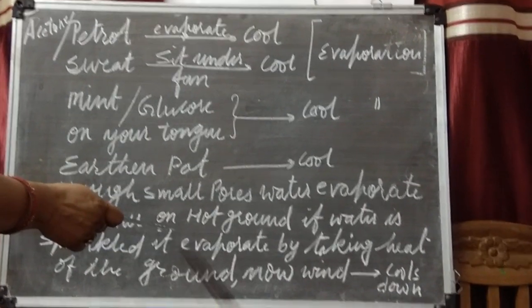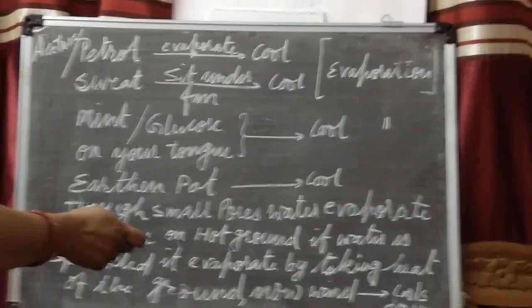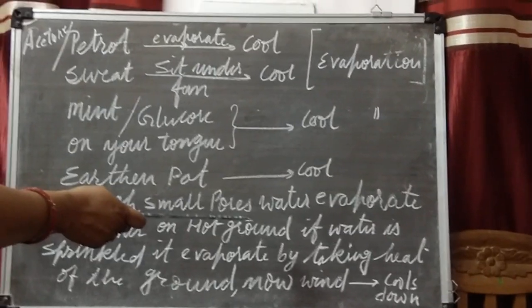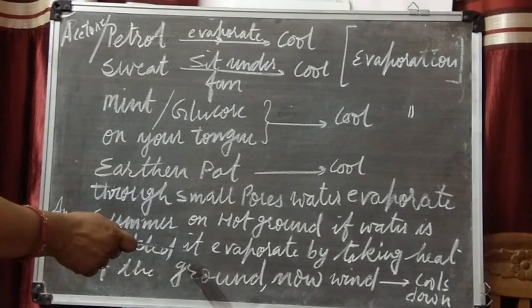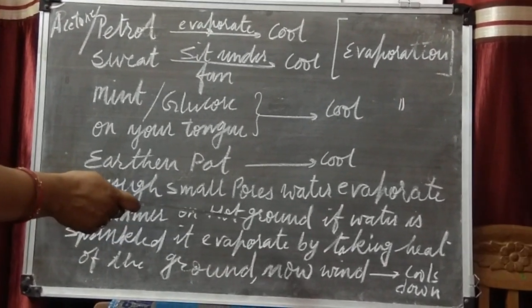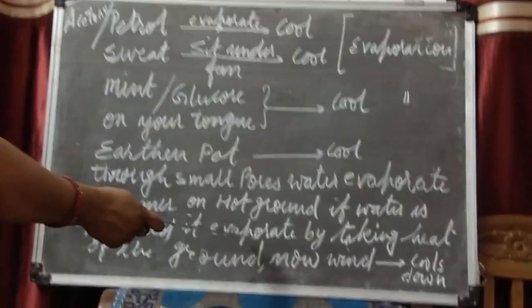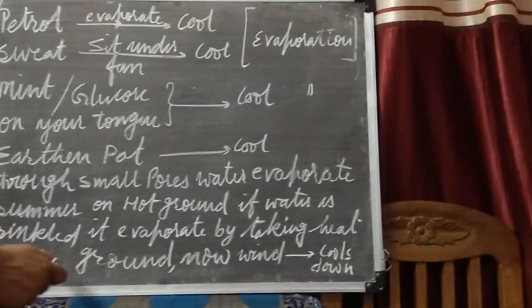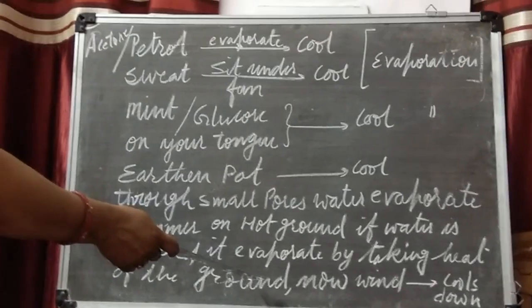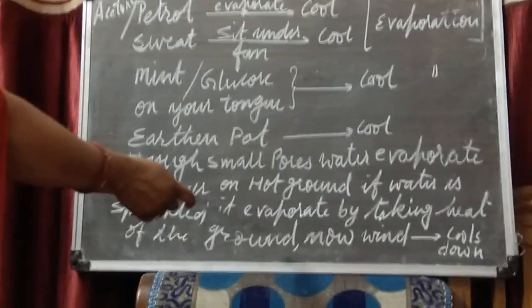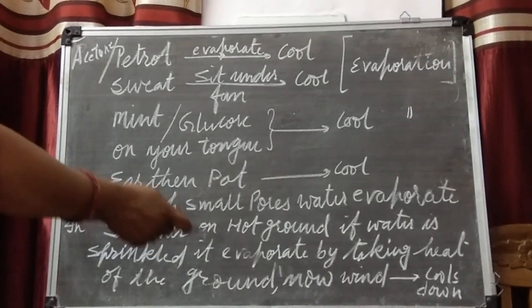In summers, due to the heat of the sun, the ground becomes very hot. If we sprinkle water on that hot ground, it readily evaporates. How is the water that you are sprinkling evaporating? By taking the heat of the ground. By taking the heat of the ground, that water evaporates and the ground becomes cool. And now whatever air comes from that side becomes cool, and you find it like a breeze.